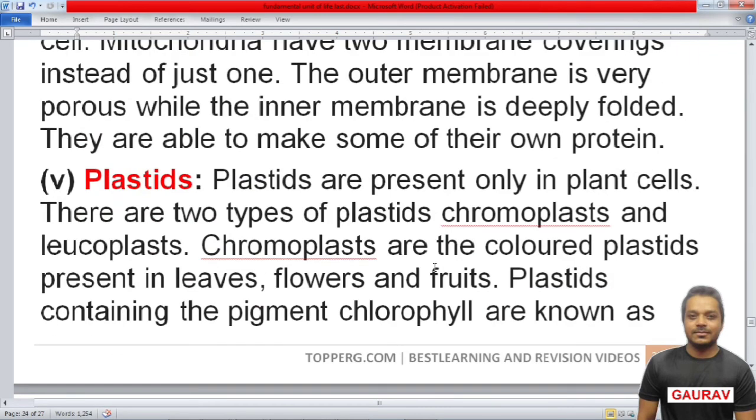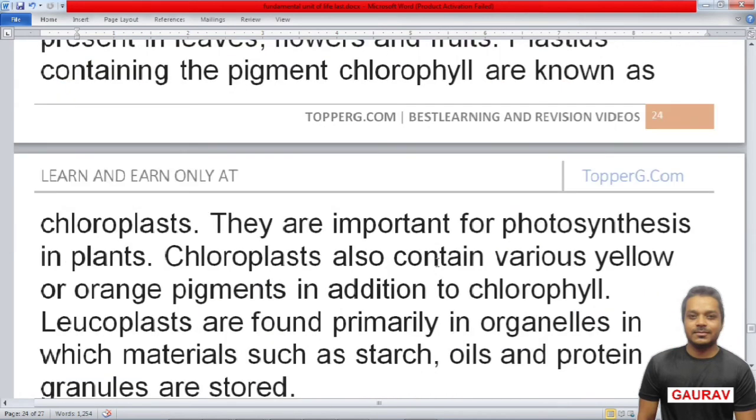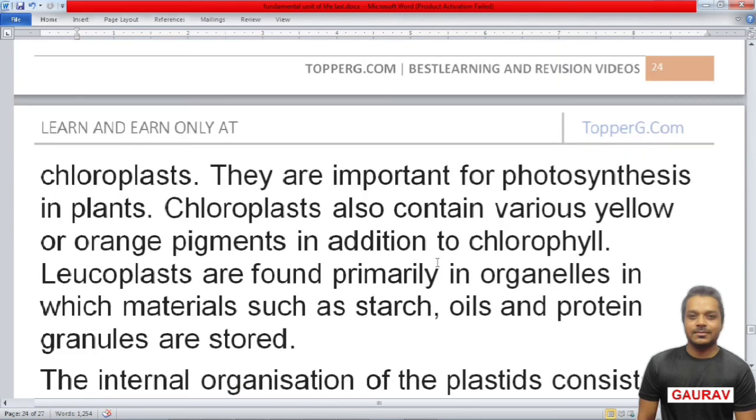Plastids. Plastids are present only in plant cells. There are two types of plastids, chromoplast and leucoplast. Chromoplasts are the colored plastids present in leaves, flowers and fruits. Plastids containing the pigment chlorophyll are also known as chloroplasts. They are important for photosynthesis in plants. Chloroplasts also contain various yellow or orange pigments in addition to chlorophyll.